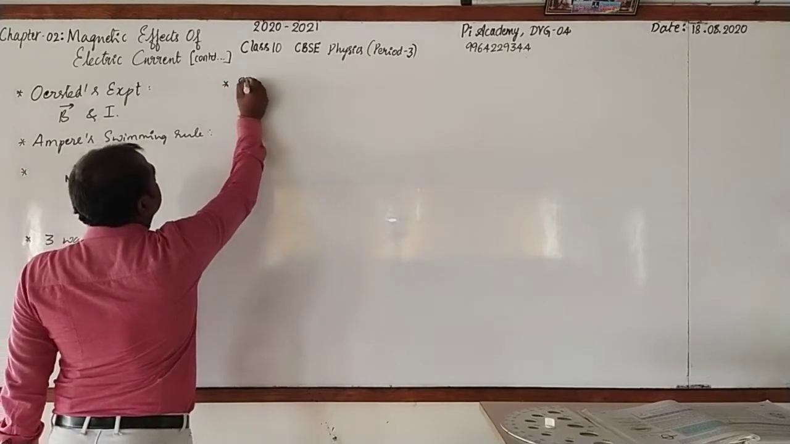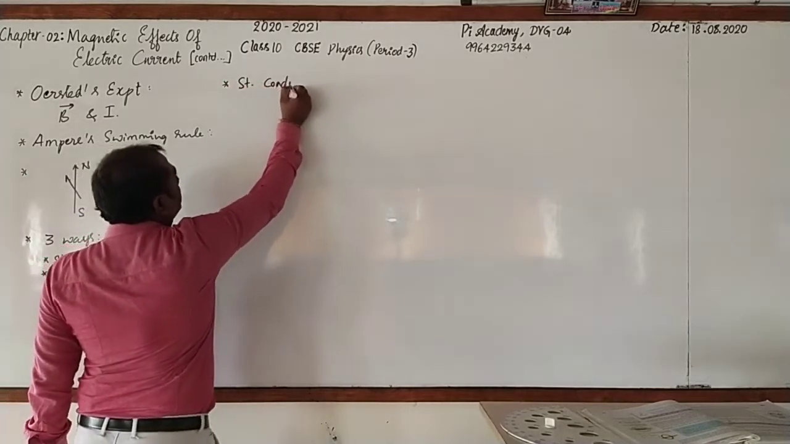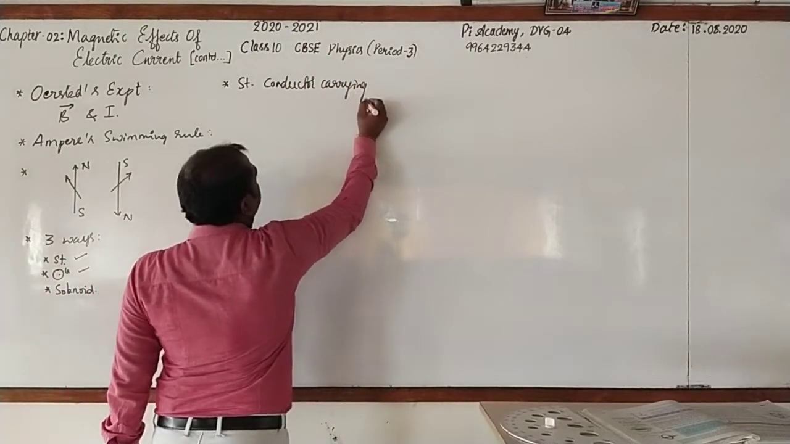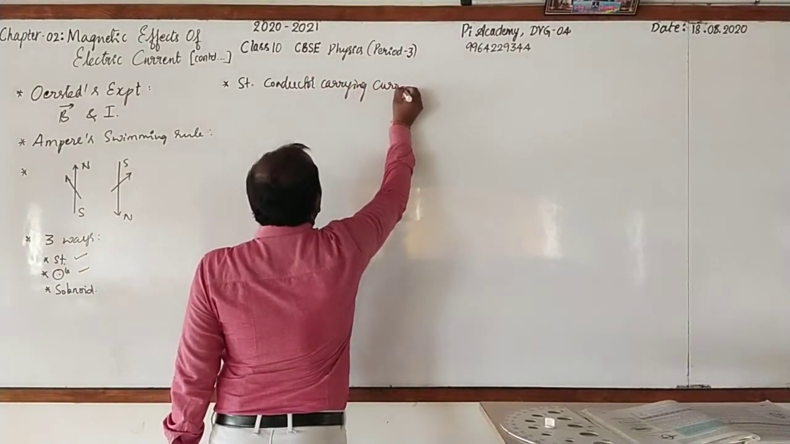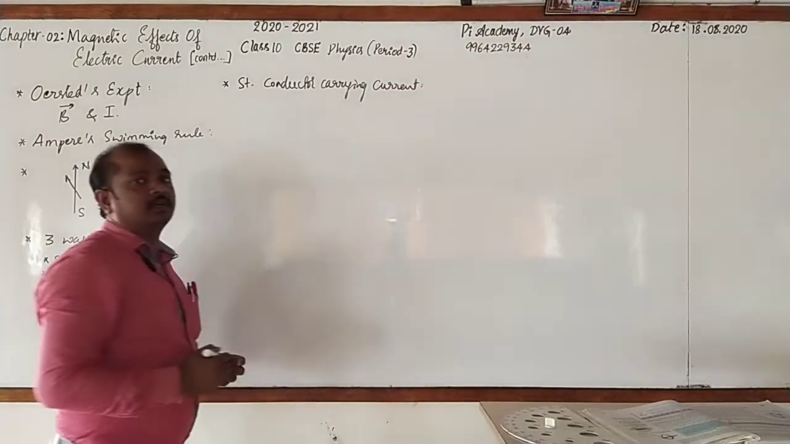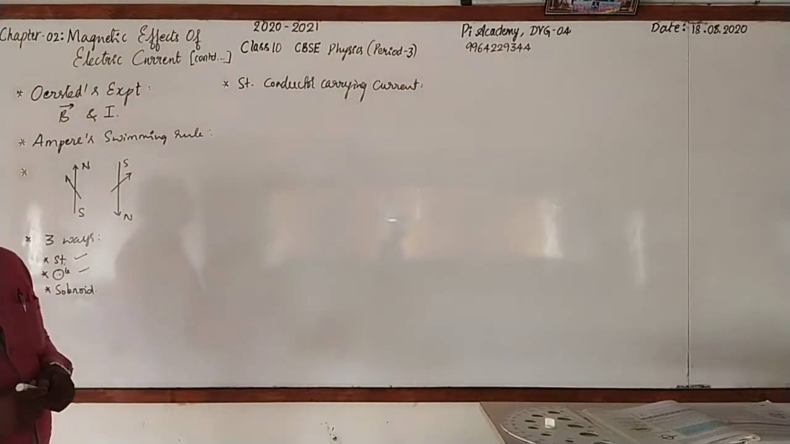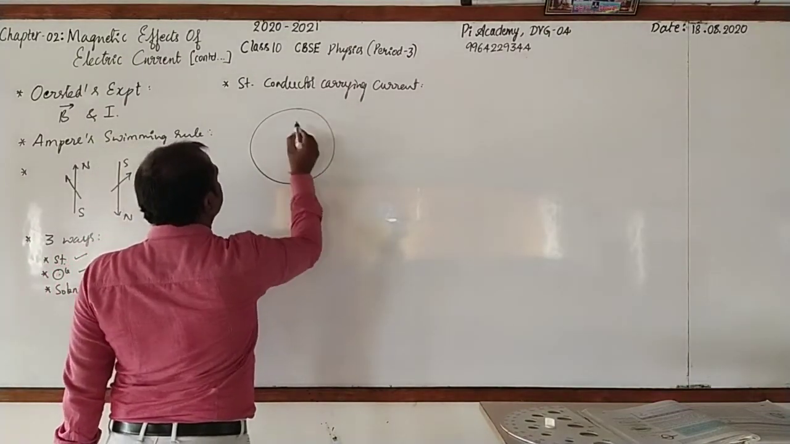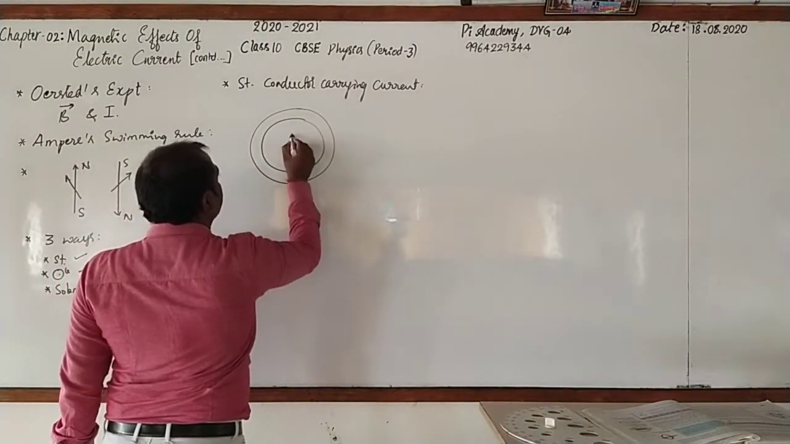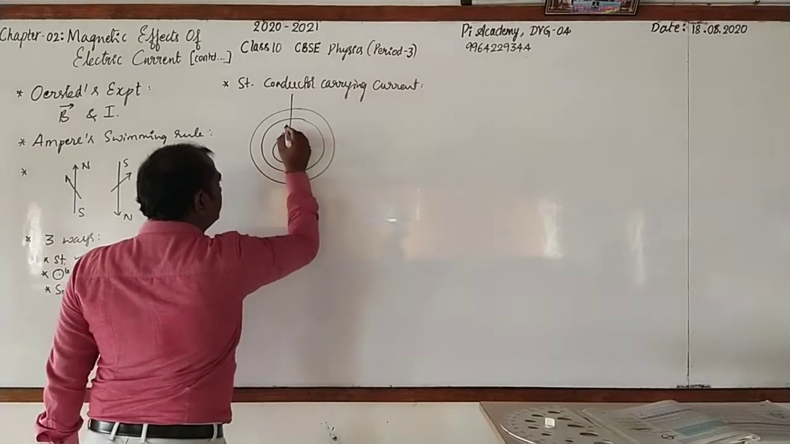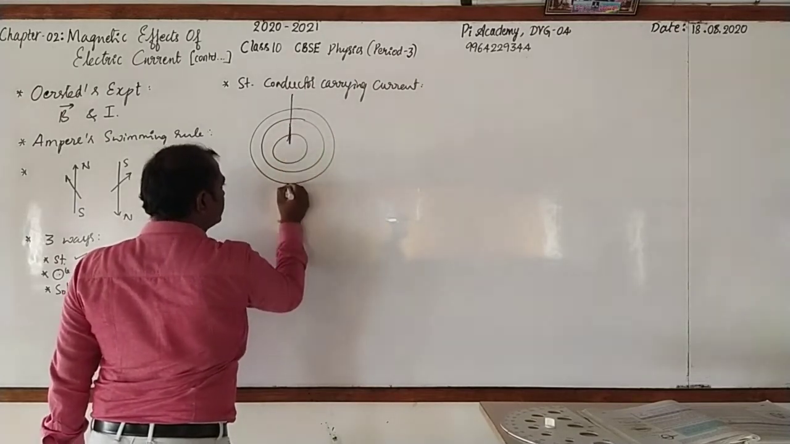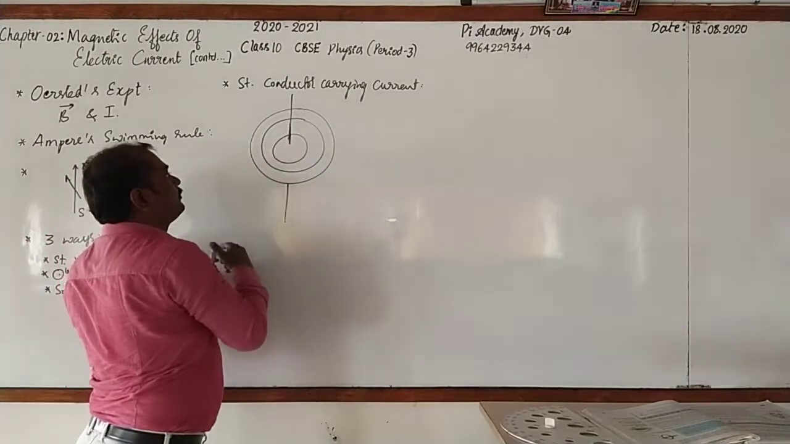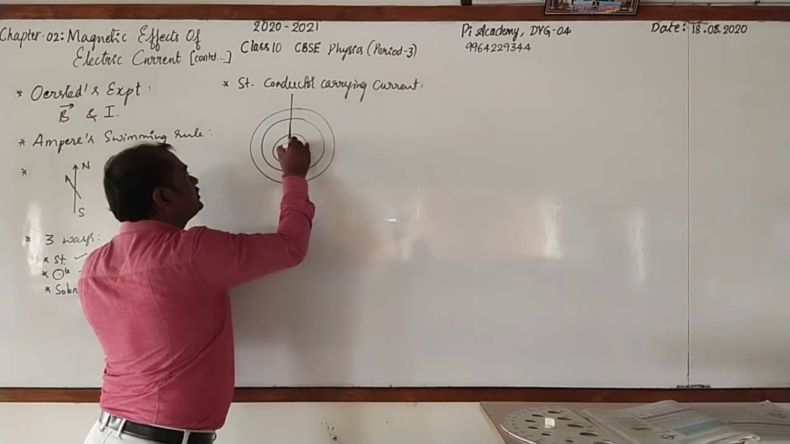The first one is straight conductor carrying current. Now first you tell what is the pattern of lines of force around a straight conductor carrying current? Yes, it is concentric circles. See, when you think that it is the conductor in which the current is flowing, then the lines of force will be concentric circles.